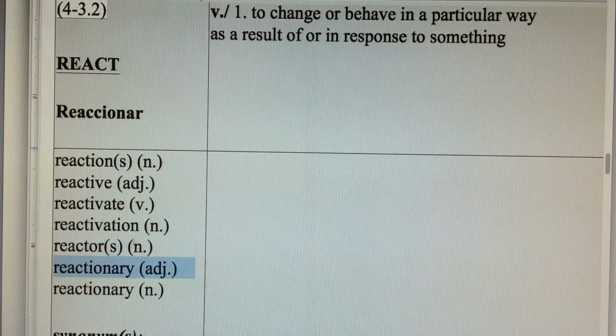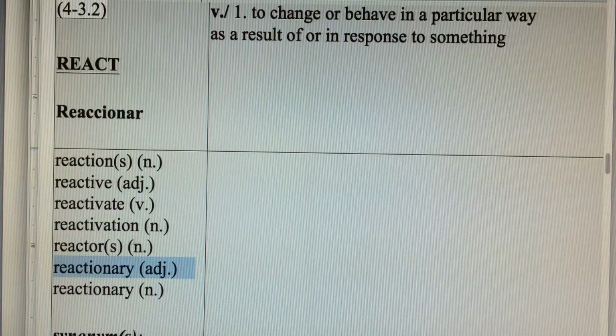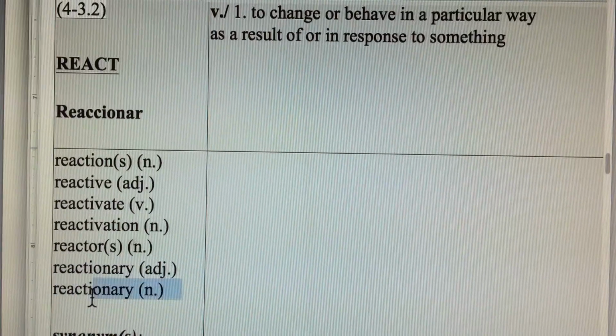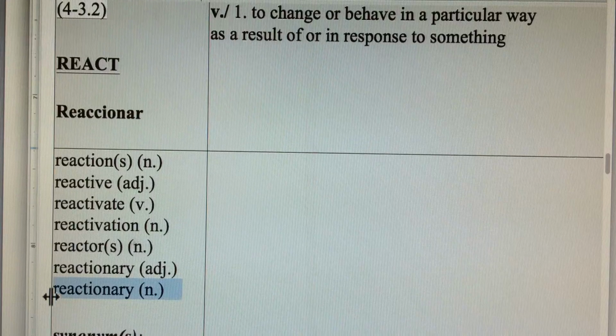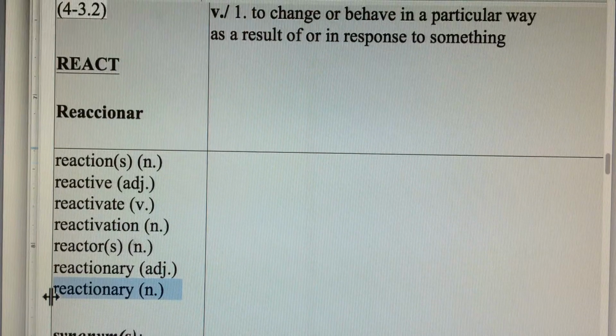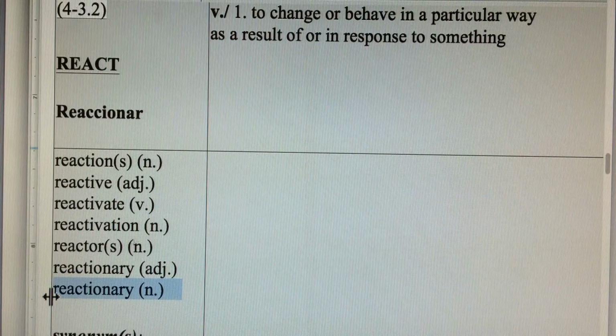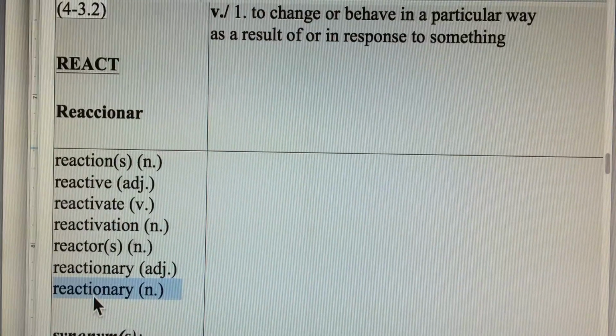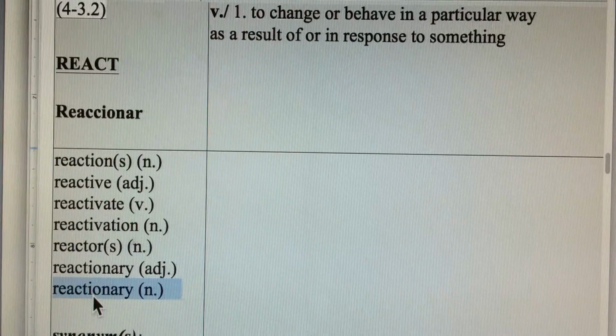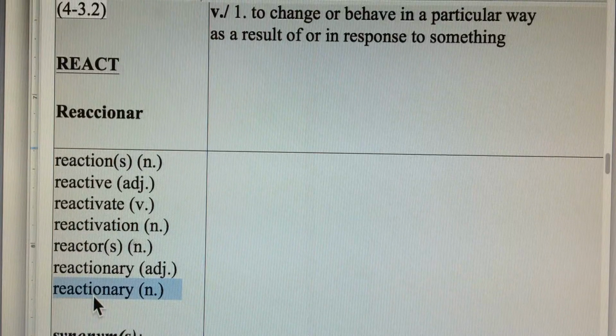Reactionary. Interesting word. Reactionary, let's go over the noun first because it's easier. A reactionary is a person who resists change, mostly political and social change. So they want things to go back to the past. So if they could go back to a time when we had kings and queens, they'd be more happy. People who resist social change, they want to go back to a previous time.